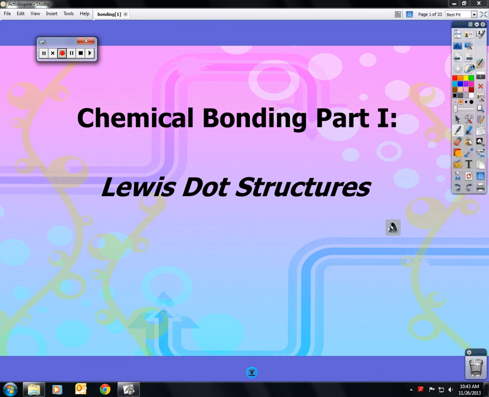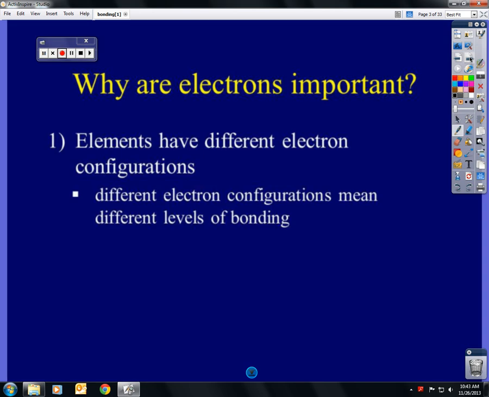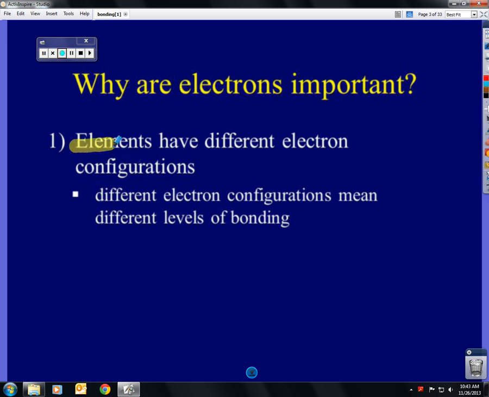Alright, chemical bonding. Try to concentrate on what I say more than what's written up here. A lot of this is more difficult than I would like for it to be. So the main thing here is that electrons determine bonding.